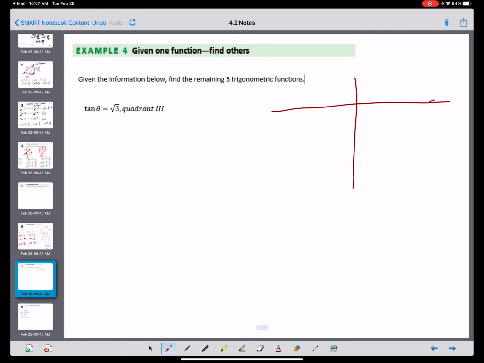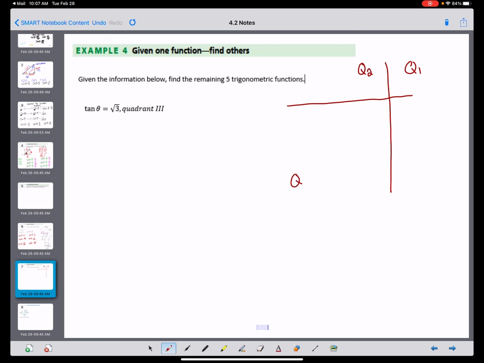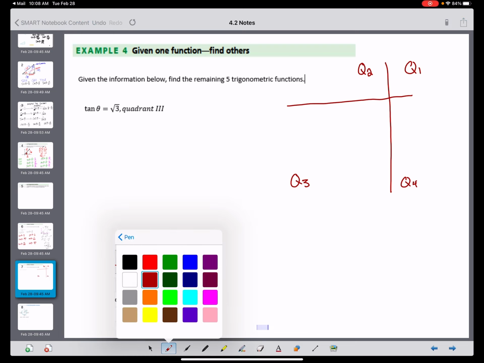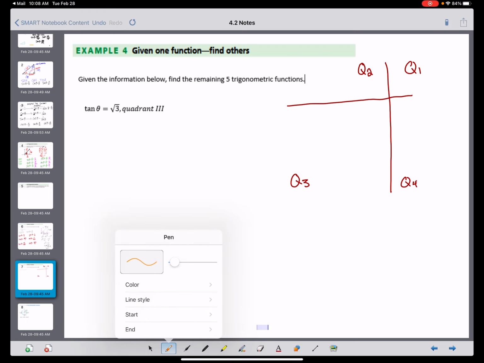All right, since it's in quadrant 3, let me just focus on quadrant 3. So we've got quadrant 1, quadrant 2, then quadrant 3, and then quadrant 4. I'm focused on quadrant 3. So draw my triangle. Always go up to the x-axis. If you find yourself going to the y-axis, you're going to end up confusing yourself. Don't do that. Always connect your triangle back to the x-axis.